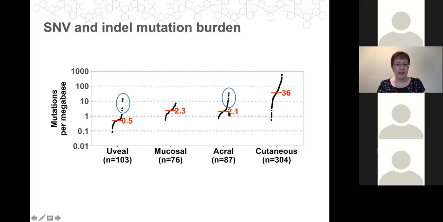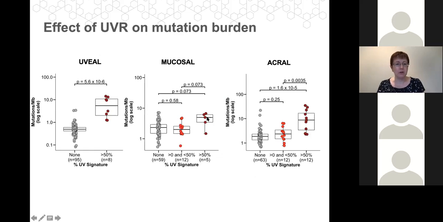So I mentioned previously these outlier tumours with high mutation burden, the acrals and uveals, and one of the reasons for this high mutation burden is the ultraviolet radiation signature. So this is dividing each subtype by whether or not they have a mutation UV signature and whether or not it's greater than 50%. And in the uveals and acrals, the tumours with greater than 50% contribution have a higher mutation burden. You see a similar trend in the mucosals, but it is not significant. So this explains the reason for most of these outliers in terms of the acrals, mucosals and uveals with high mutation burden.